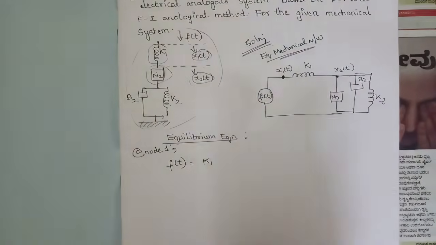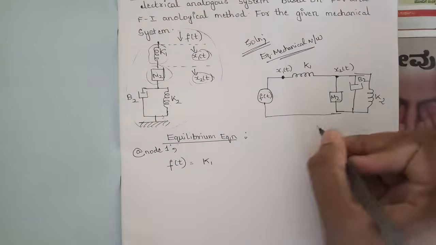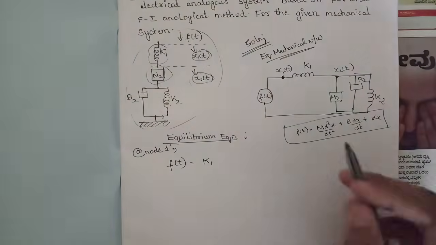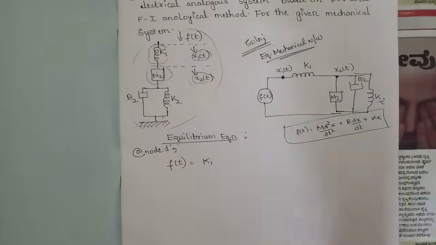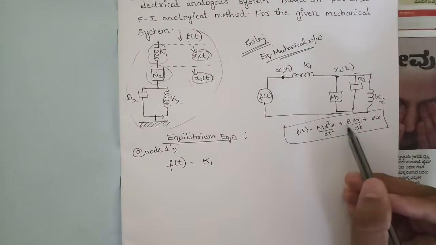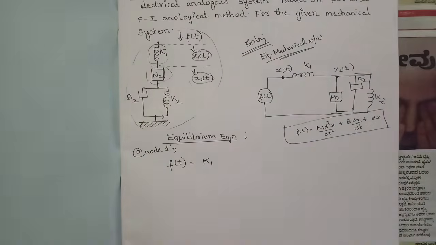k1 into, so we have an equivalent mechanical equation, right? So first write that. This is the mechanical equation that I was talking about, the basic equation that we have discussed: M d square x by dt square plus b dx by dt plus kx. I'll say why I have written this equation. So this is the given equilibrium equation.